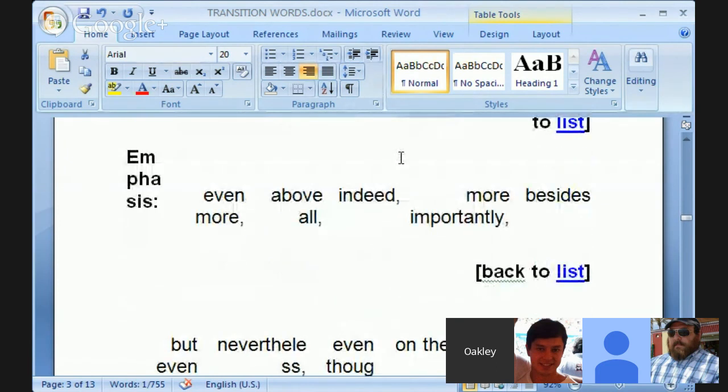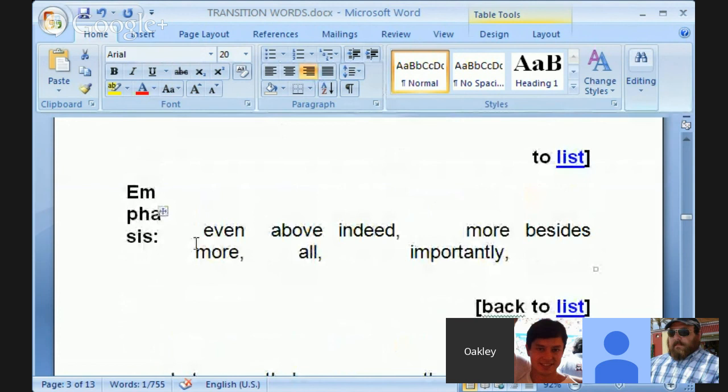Here are a few that we use to add emphasis: even more, above all, indeed, more importantly, and besides. Besides, we use to emphasize a negative point or additional information which is negative. We use all these to emphasize something. His feet stink. He's not too bright, but above all, he has terrible breath.